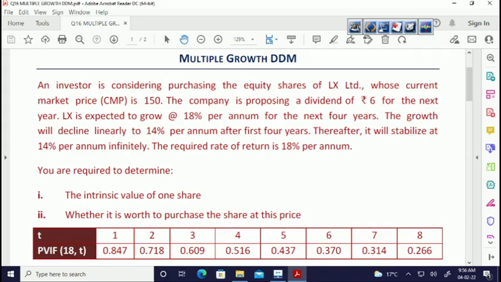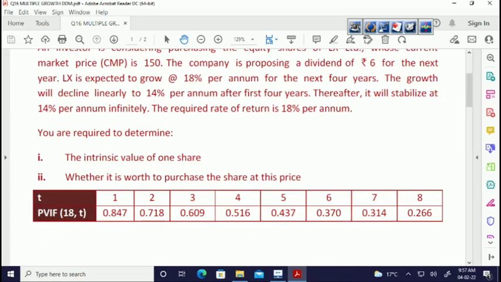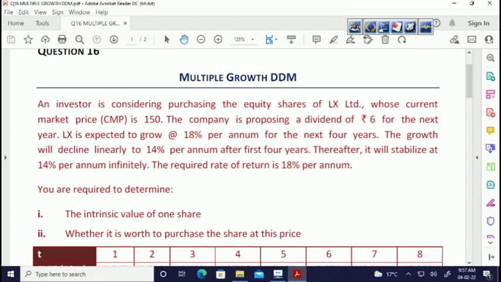So the terminal value formula you can apply from the 8th year, that is D8 by RE minus g to get P7 and then pull it back, or you may wait 1 year and apply the formula P8 equal to D9 by RE minus g and then pull it back 8 years. Okay, that depends on you. Required rate of return is 18% per annum. You are required to determine the intrinsic value of the share, whether it is worth to buy the share. The share price was 150.